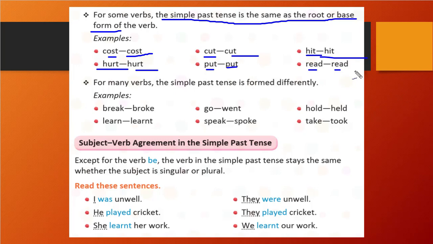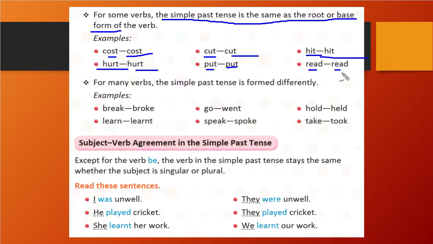For many verbs, the simple past tense is formed differently, right? Many verbs are like that. In those, the base form is totally different from the past form. Like buy, B-U-Y, and the simple past is bought, B-O-U-G-H-T. So you see the root form buy and our simple past form bought are totally different.